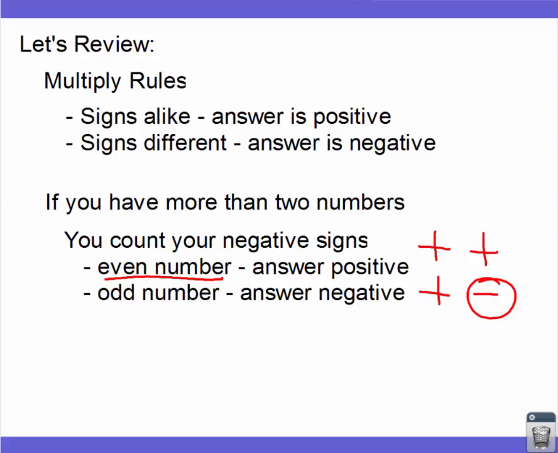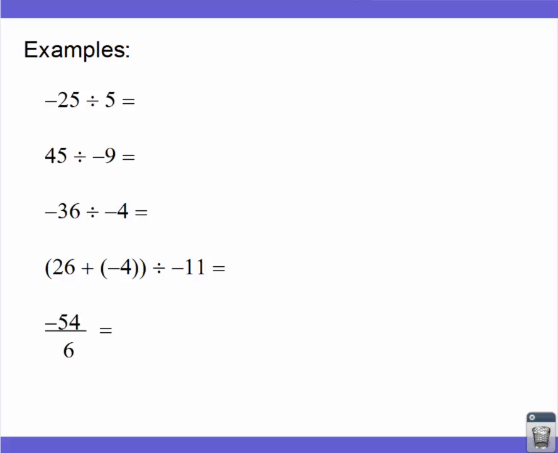Now, what about division? Well, the nice thing about division is it's the same rules. The same exact rules apply. We do one thing different. Instead of multiply, we divide. So in this first problem right here, 25 divided by 5 is 5. I have 1 negative, so my answer is negative. 45 divided by 9 is 5. I have 1 negative, so my answer is negative. 36 divided by 4 is 9. I have 2 negatives, so my answer is positive.